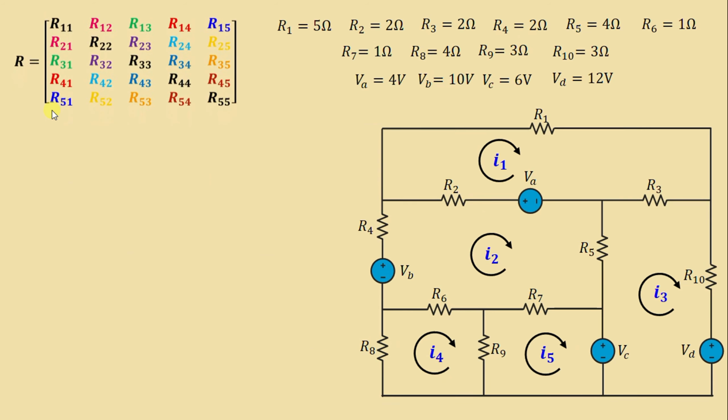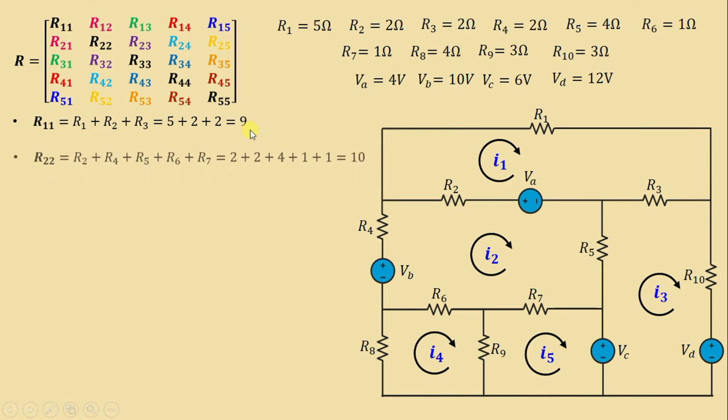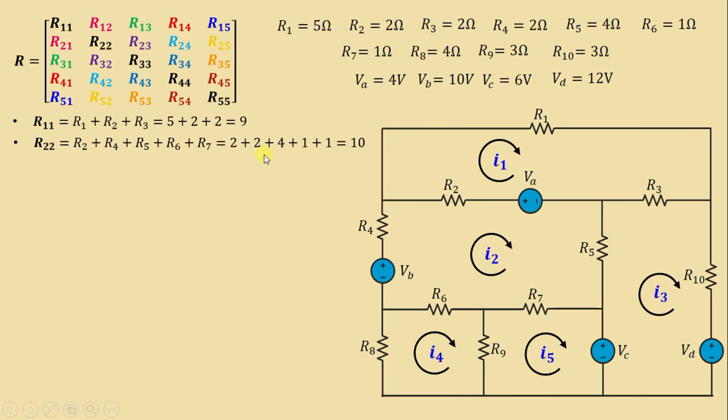Let's start first with the diagonal terms of R. R11 is the sum of the resistances in mesh 1, which is R1 plus R2 plus R3. We get 9. Let's move on to R22, the sum of the resistances in mesh 2, equal to R2 plus R4 plus R5 plus R6 plus R7. We get 10. We go now to R33, the sum of the resistances in mesh 3, equal to R3 plus R5 plus R10.